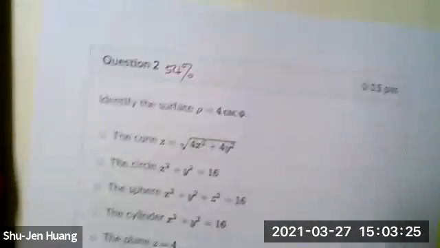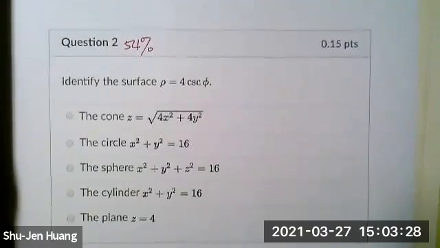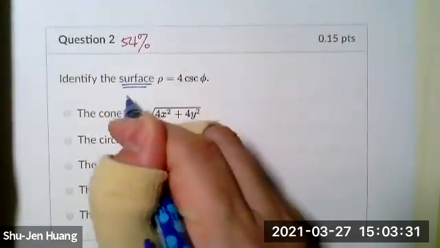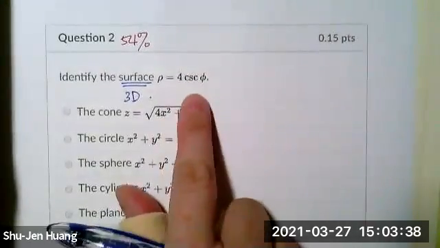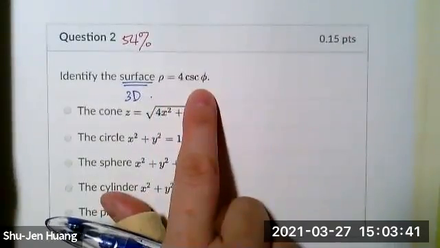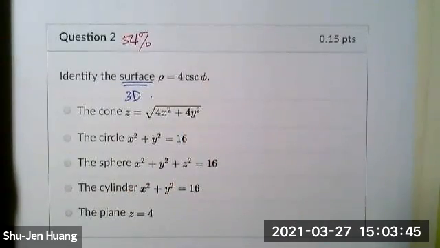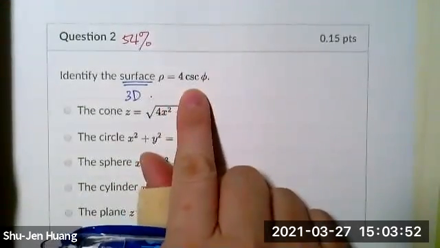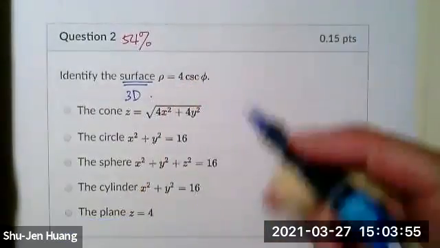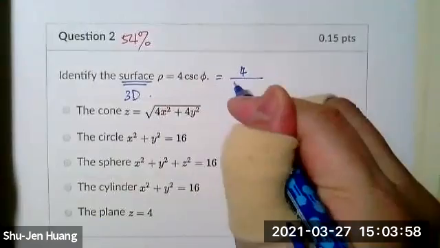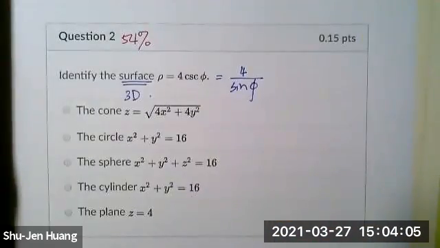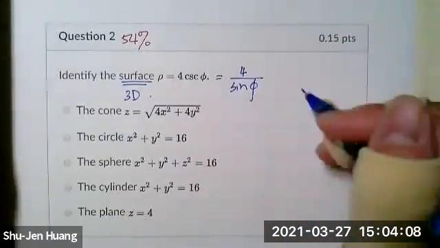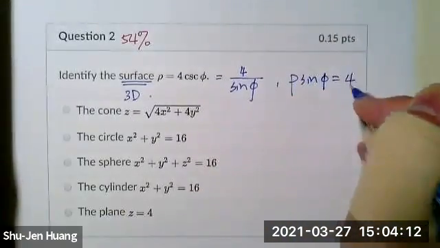And for the second question, we want to identify the surface. And as you can see, when we say surface, that means this is in 3D, okay? And now we have rho equal to 4 cosecant phi. If you look at the conversion from rectangular coordinates to spherical coordinates, we don't use cosecant phi here. So we're going to convert cosecant to 1 over sine. On the right hand side, we can write this as 4 over sine phi. So let's multiply sine phi on both sides here. So we're going to get rho sine phi equal to 4.